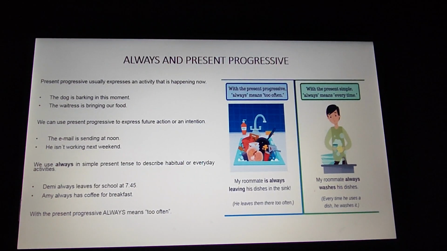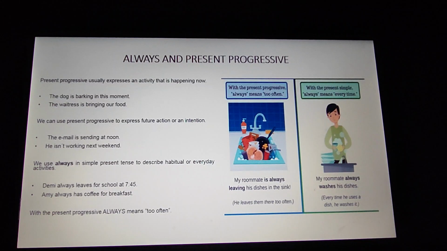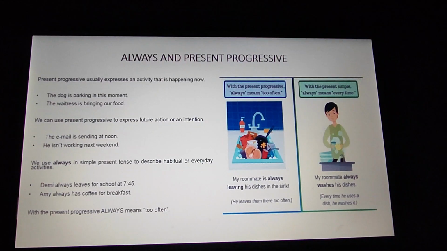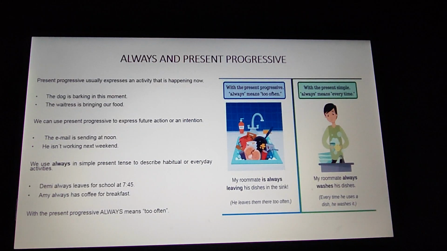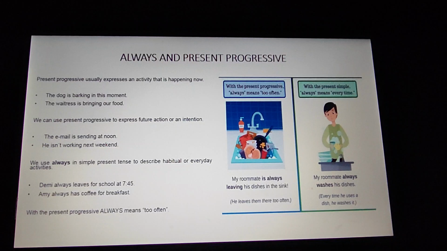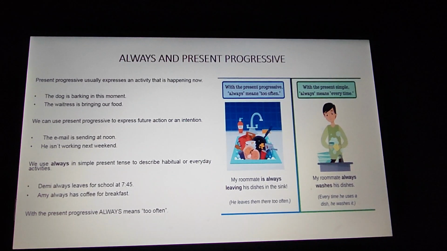The dog is barking at this moment. The waitress is bringing our food. In those sentences, we are specifying that the activity is happening now. Next, the email is sending at noon. He is working next weekend. In this case, we are specifying that these activities will happen at some moment in the future. In the first, at noon, and in the second, next weekend.